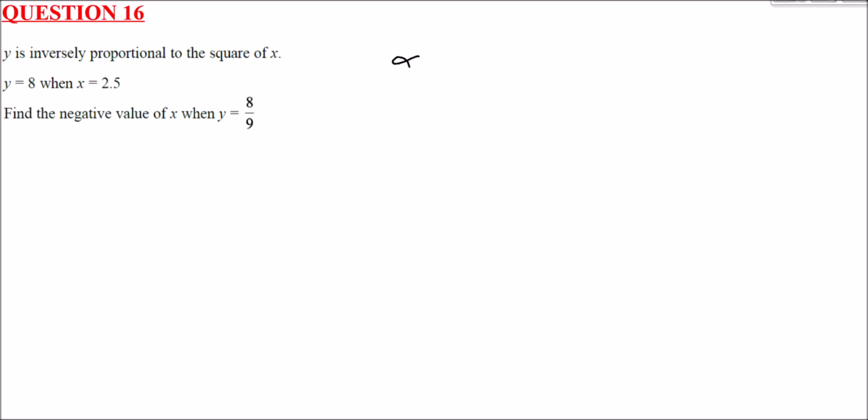So y is inversely proportional. Inversely proportional means 1 over what it's inversely proportional to. So because it's inversely proportional to the square of x, that means y is proportional to 1 over x squared. The square of x means x squared. It's not the square root of x. This means x squared.